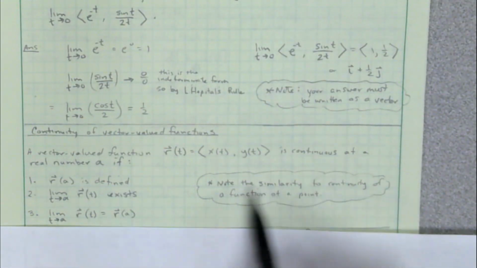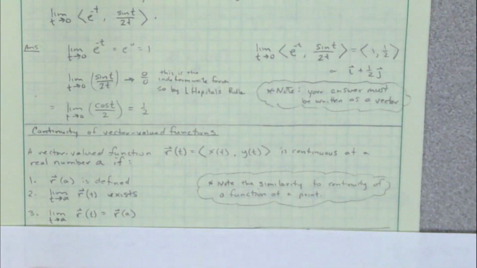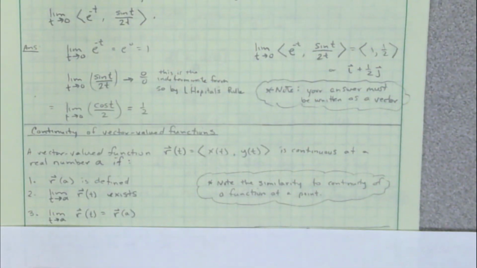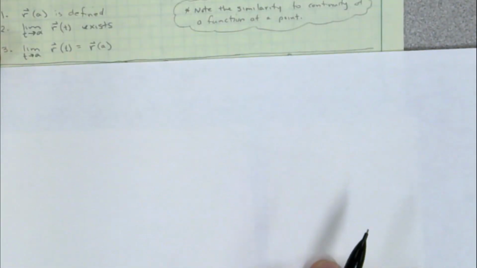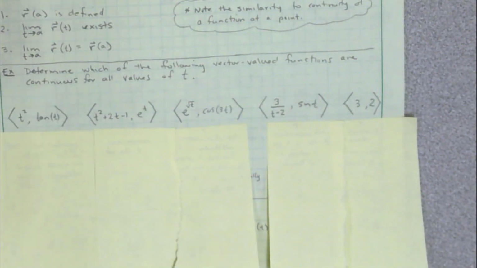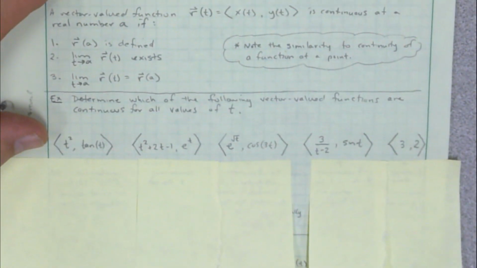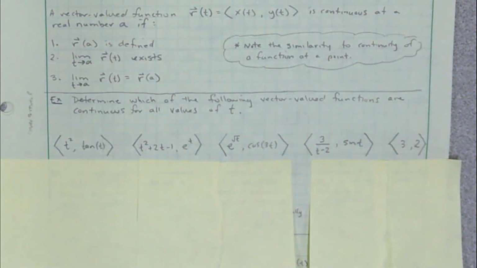And so you'll notice the continuity of a function at a point is very similar to what we need to be doing. Okay? And so let's take a look at this right here. I have some functions over here we want to look at. Determine which of the following vector valued functions are continuous for all values of t. So look at how it's written. It's continuous for all values of t. That means every value between negative infinity and positive infinity.